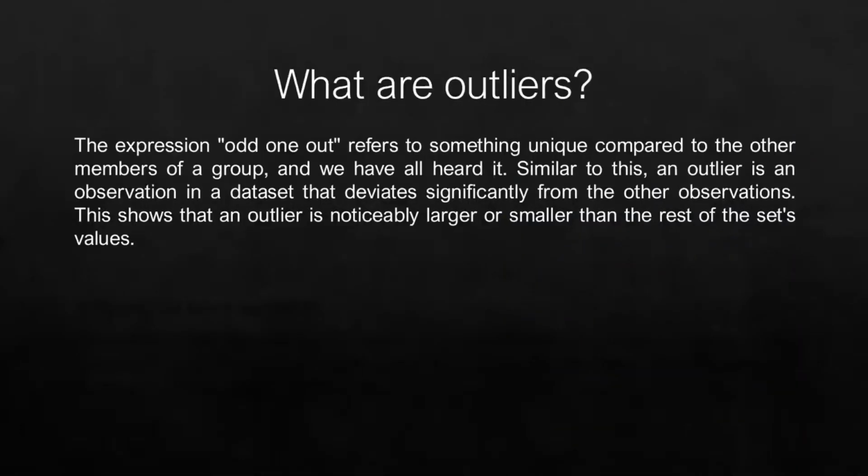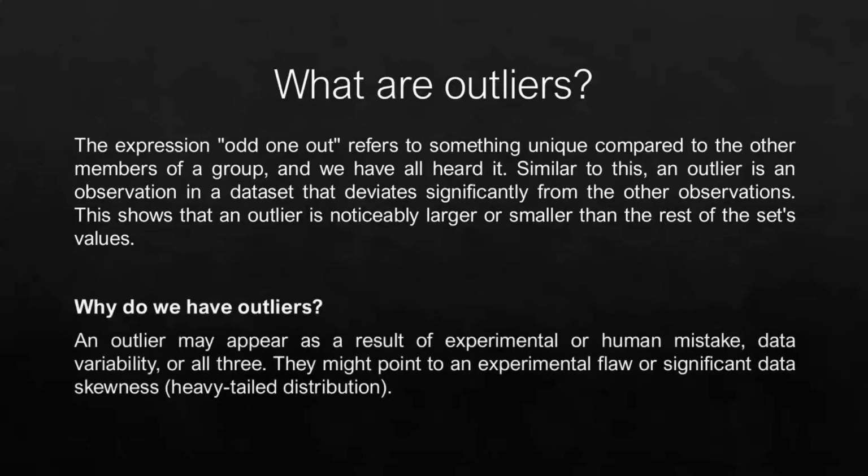So what are outliers? The expression "odd one out" refers to something unique compared to the other members of a group, and we have all heard it. Similar to this, an outlier is an observation in a dataset that deviates significantly from the other observations. This shows that an outlier is noticeably larger or smaller than the rest of the set's values.